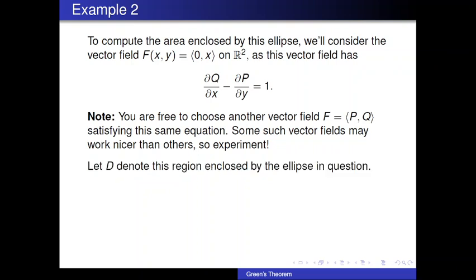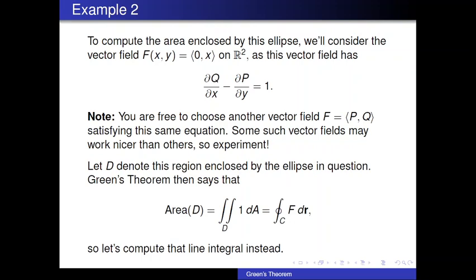Okay, so we'll let D denote the region that's enclosed by that ellipse, the one whose area we'd like to compute. And so Green's theorem says, well, really, Green's theorem doesn't apply until the second equation here, but the area of D we know will be the integral over D of the constant function 1. And then Green's theorem says that that is in fact equal to the line integral of the vector field F over the ellipse boundary curve C. So let's compute that line integral.